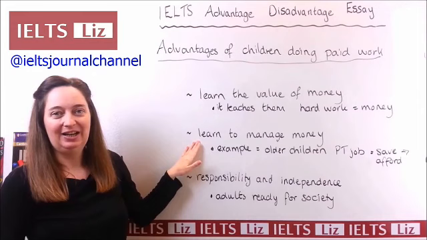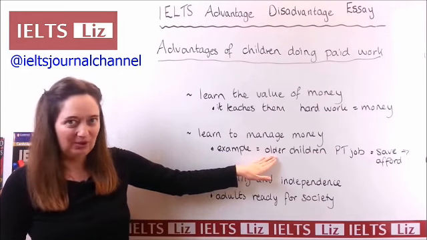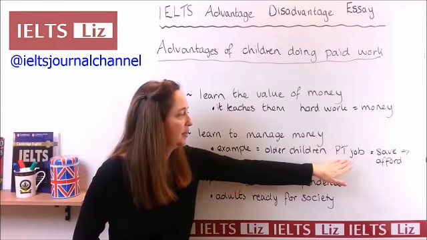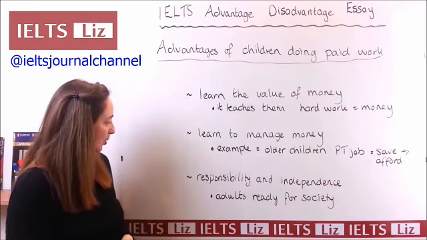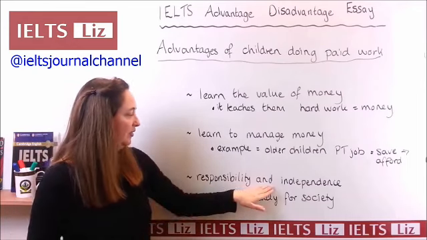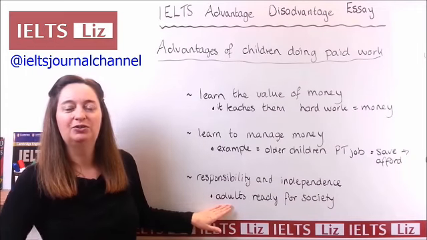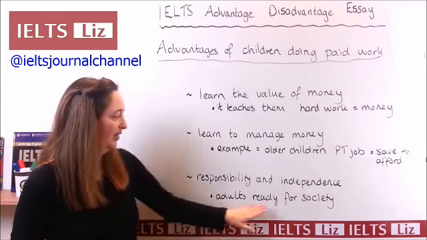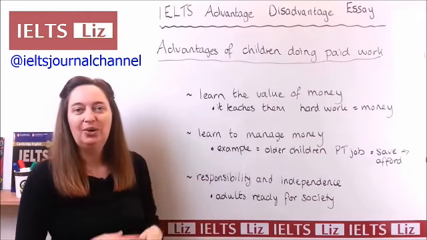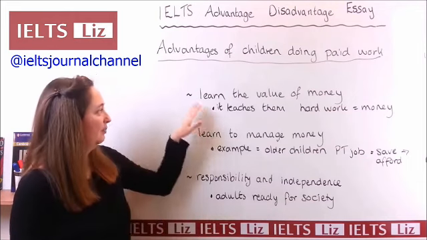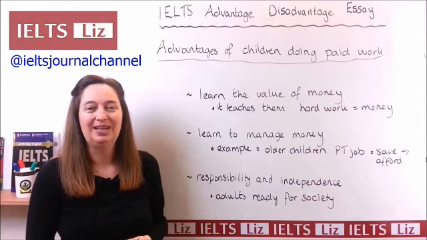For the second advantage, we're going to give an example. And that will be when older children have a part-time job. And they do this because they want to save money to be able to afford to buy something. So that's an example. Then when we look at the third advantage of responsibility and independence, we're going to look at the future. And this is a benefit that children will get when they're adults and they're ready to enter society. So you can see it really helps to have all your supporting points planned because then we can just write a sentence for each one and it will be easier to write when we do the essay.